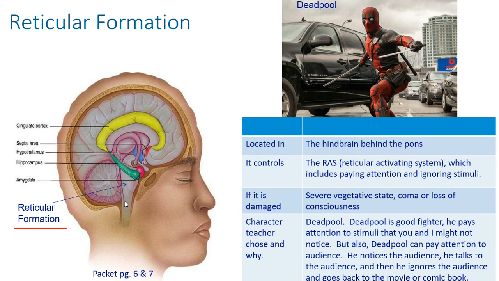Now, the reason I chose Deadpool as my character is because Deadpool does something that most characters don't, which is sometimes he notices the audience. And so he'll ignore what's happening in the movie or in the comic book, and he'll talk to the audience for a little while. And then he'll do the opposite. He'll ignore the audience and go back to paying attention to what's happening in the movie, right? Essentially, Deadpool's reticular formation has the ability to pay attention to the audience and go back and pay attention to the movie. Again, your reticular formation allows you to pay attention, but also ignore.